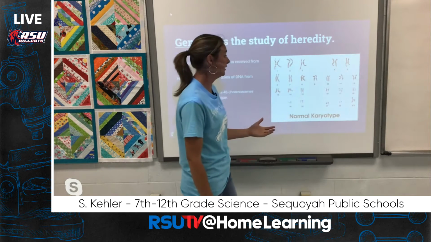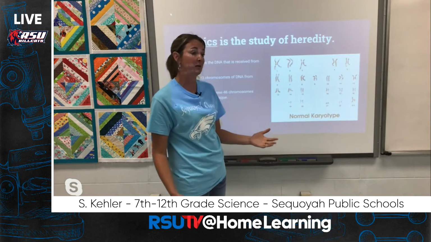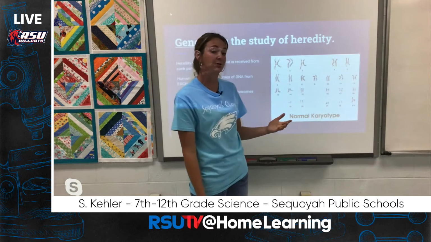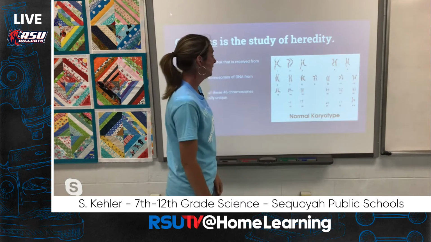So when you look at the karyotype, the first thing that you should be able to tell me is, does it have the correct number? Count up the number of 46 chromosomes, but also you can look at the genetic code for gender.